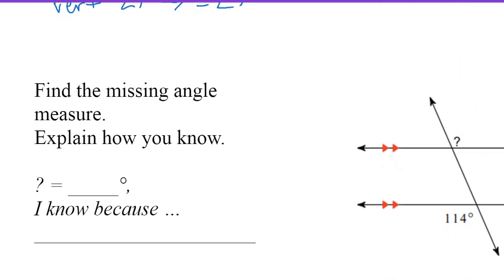Okay, next. This one, again, requires a couple more steps. I can see that 114 degrees is corresponding to the angle which is vertical to the question mark. So this is 114 degrees as well. So the question mark must also be 114 degrees.